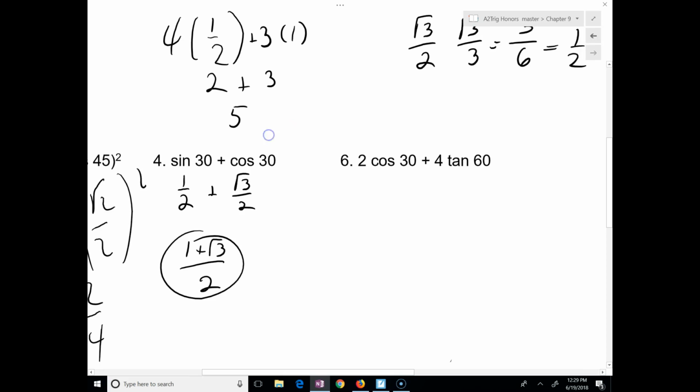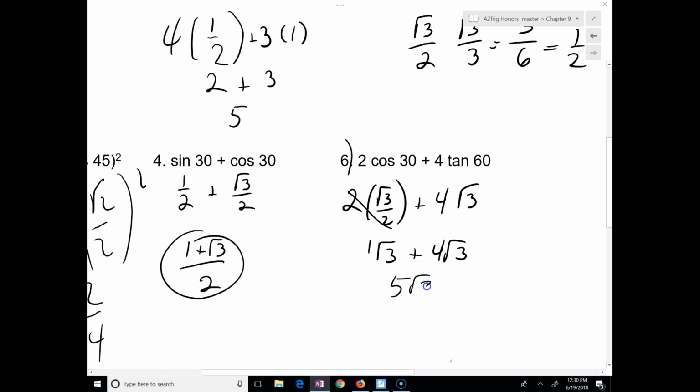And the final question, for number 6, it's 2 times the cosine of 30. Well, the cosine of 30 is radical 3 over 2, plus 4 times the tangent of 60, which is radical 3. Well, those cancel out, and I've got radical 3 plus 4 radical 3. Well, since they have the same radical, you can add those together. 1 plus 4 of them is 5 radical 3.